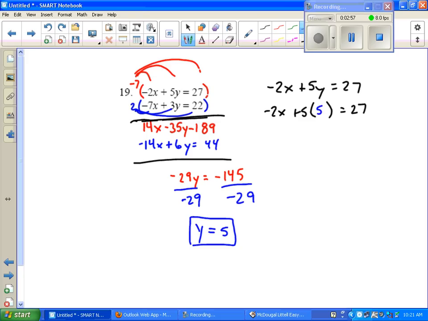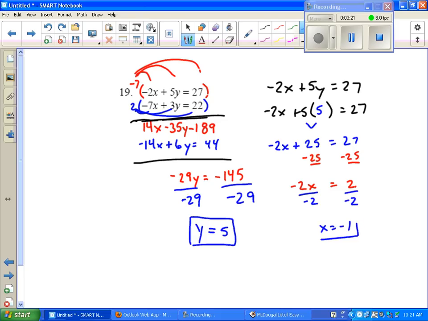So 5 times 5 gives us 25. We'll bring the rest of it down, negative 2x plus 25 equals 27. Get rid of plus 25 by subtracting it. Do the same on the other side. And negative 2x equals 2. Get rid of negative 2 times something by dividing by negative 2. Do the same on the other side. X equals negative 1. So you have y is 5, x is negative 1, written as an ordered pair, negative 1, 5.